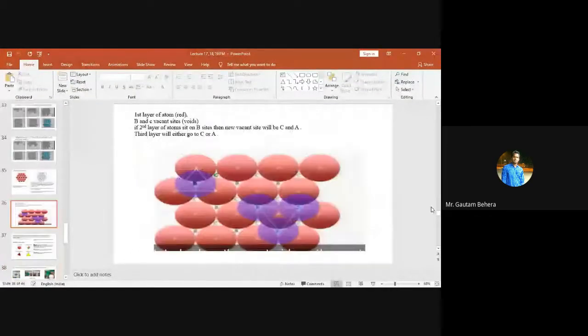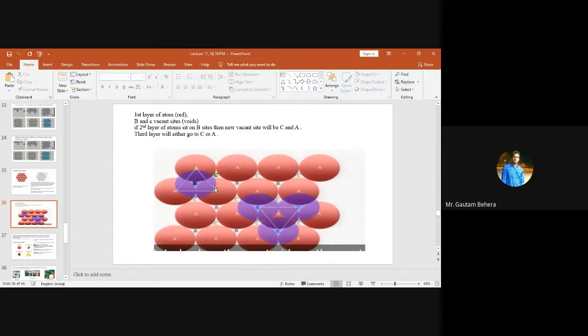So the things will be more clear. Just wait, in this image the things will be more clear. Just have a look. Again, see, the first layer of atoms is red atoms. I have written A, right? So these are A atoms, the A atomic layer, the first layer. Now the second atomic layer will be coming into the picture.